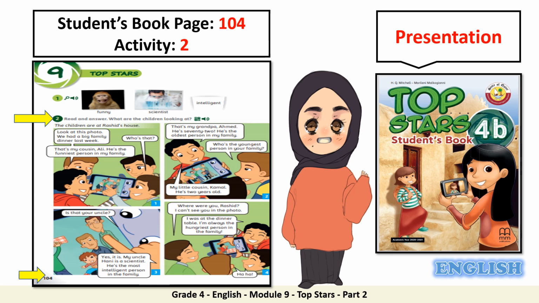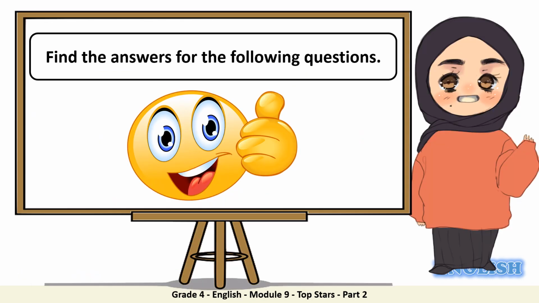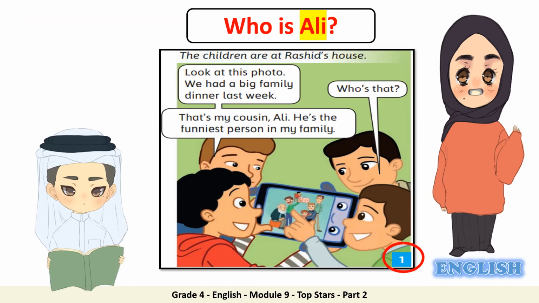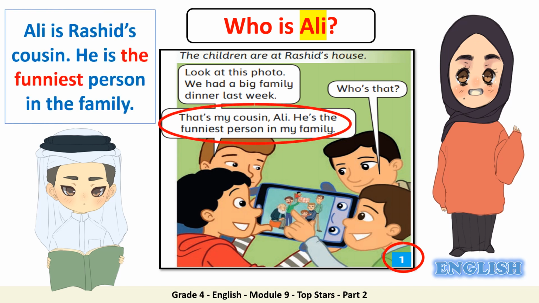Open up your student's book, page number 104, and focus on activity 2. I want you to pause this video and read the story silent reading. Welcome back. Let's find the answers for the following questions. Let's start with frame number 1. Who is Ali? Ali is Rashid's cousin. He is the funniest person in the family.